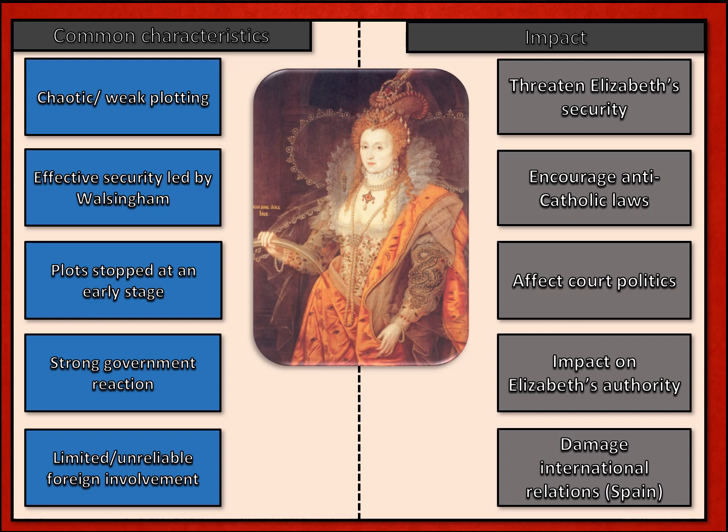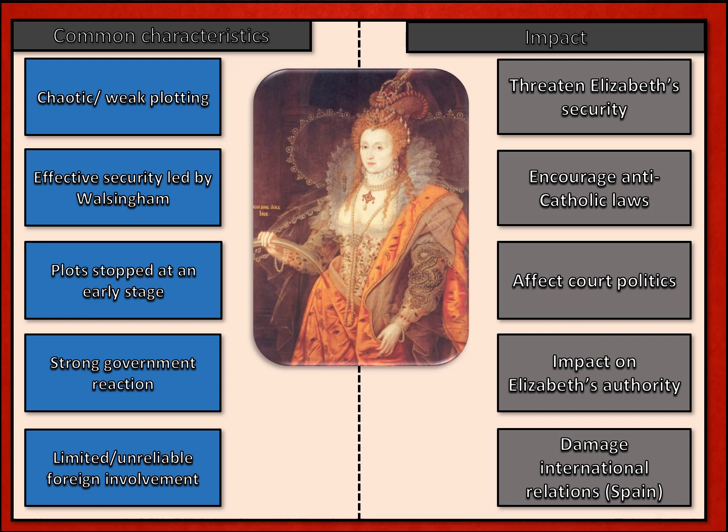Also the plots being stopped at an early stage before Elizabeth faced any real actual threat. Strong government reactions are a common theme too, and also keep your eye out for limited and unreliable foreign involvement, again leading to the plots falling apart at an early stage.